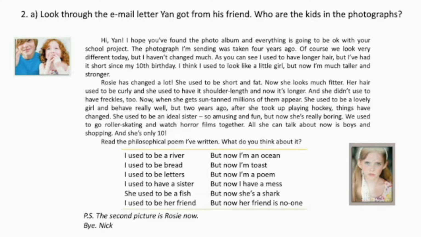So, read the philosophical poem I've written. What do you think about it? I used to be a river, but now I'm an ocean. I used to be bread, but now I'm toast. I used to be letters, but now I'm a poem. I used to have a sister, but now I have a mess. She used to be a fish, but now she is a shark. I used to be her friend, but now her friend is no one. P.S. The second picture is Rosie now. Bye. Nick.